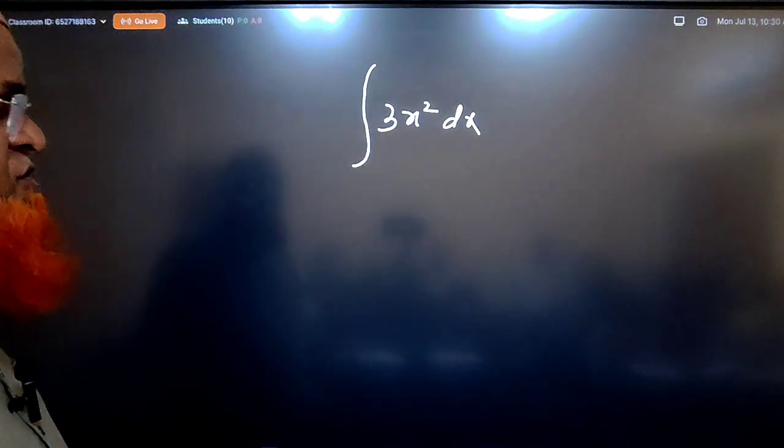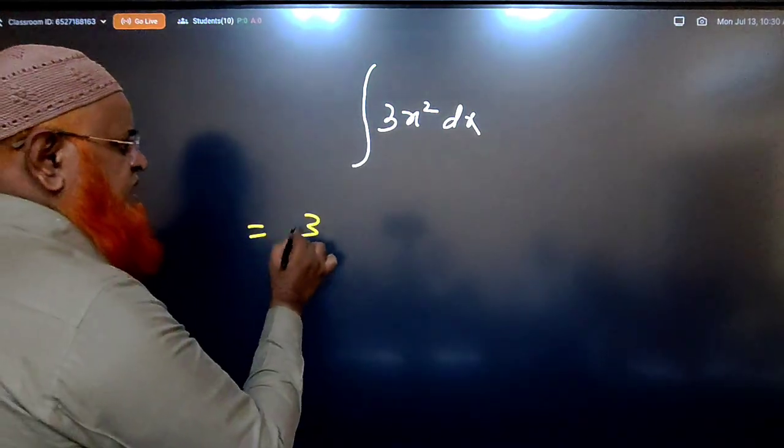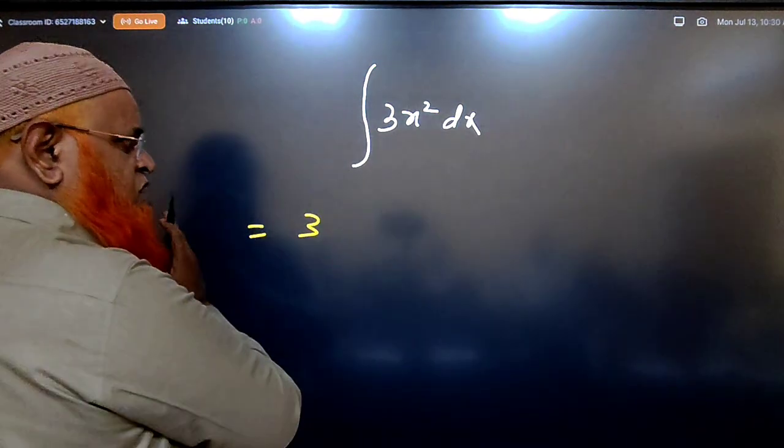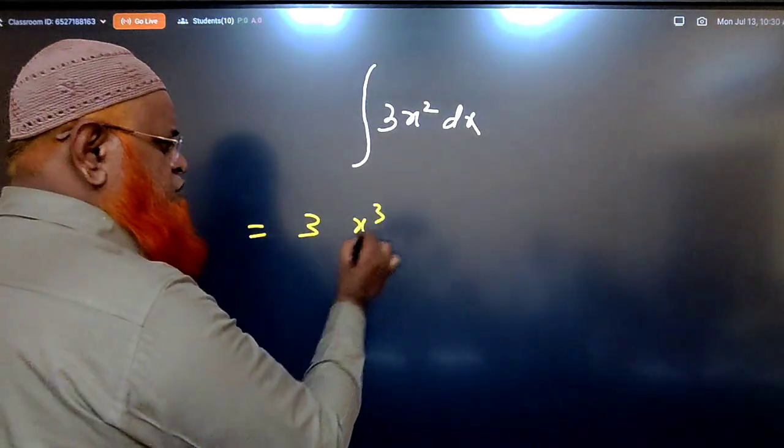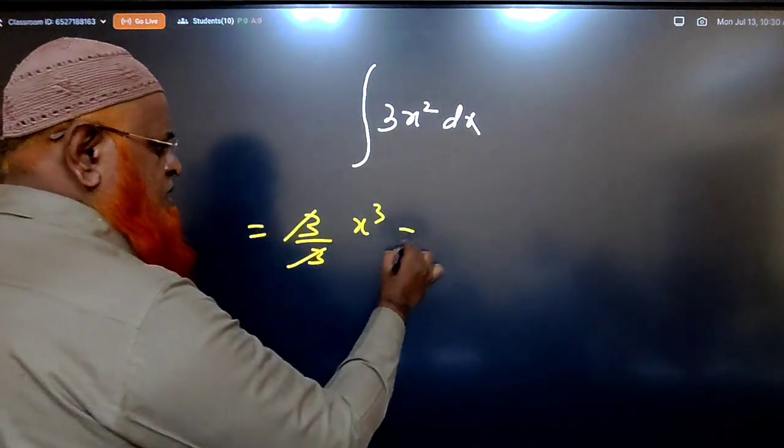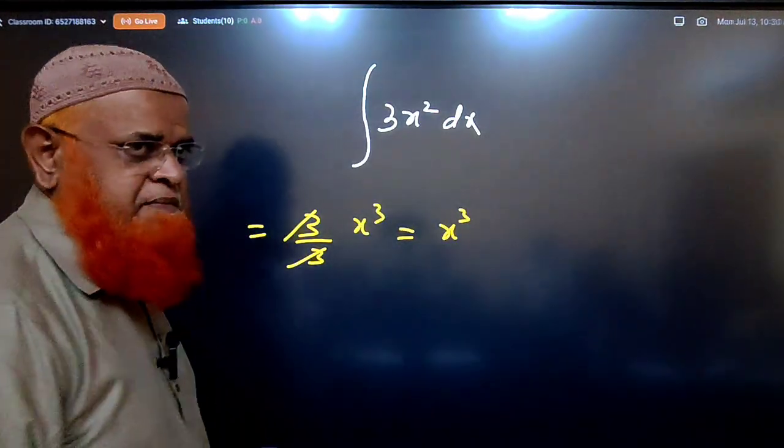Next, 3x square. Here 3 as it is, it's a constant, so it can be taken out of the integration. So this is x cube by 3, so your final answer is x cube. That's it.